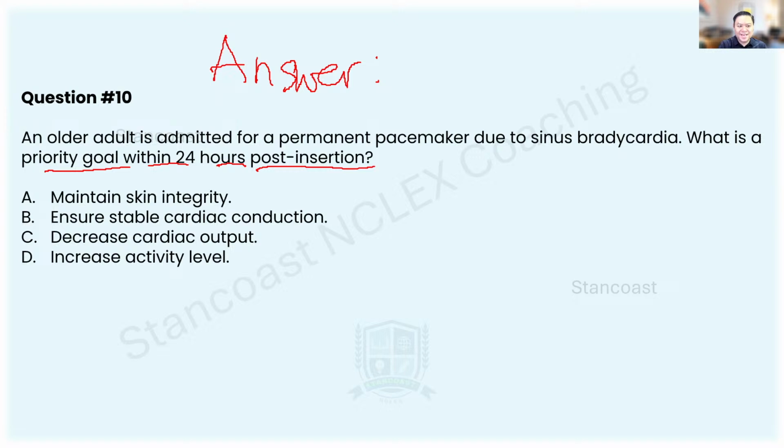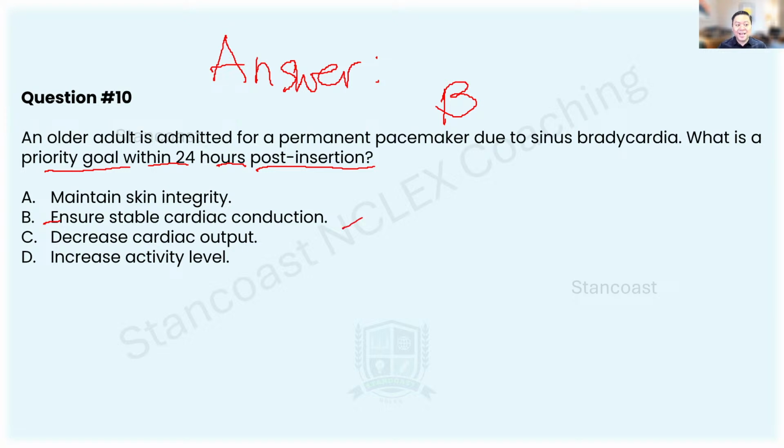Of course, that would be letter B. Very good. Ensure stable cardiac conduction, because there is already a problem in the transmission of the electrical impulses. This is what we will be checking, to make sure that there is proper conduction of the impulses. We want to make sure that the arrhythmias are going to be prevented. So we want to check that with continuous cardiac monitoring. So again, that is letter B.